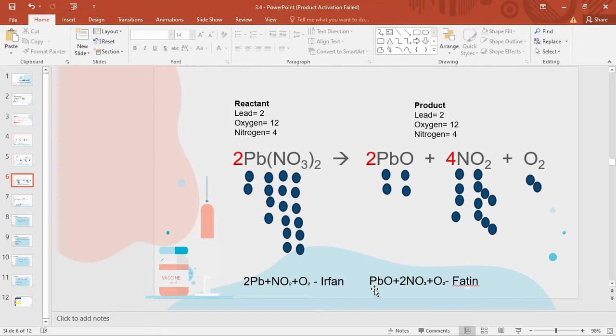Okay, Fatin and Irfan, can you get this equation? Can, teacher. Alright, can.